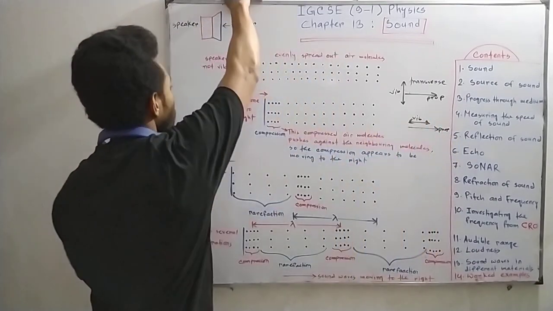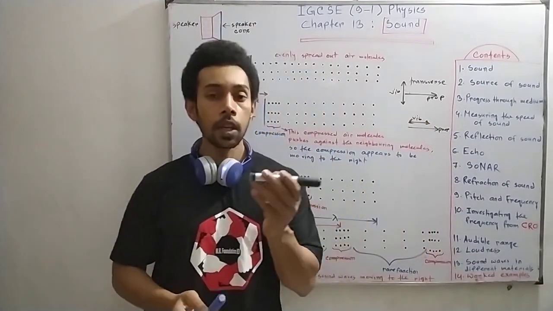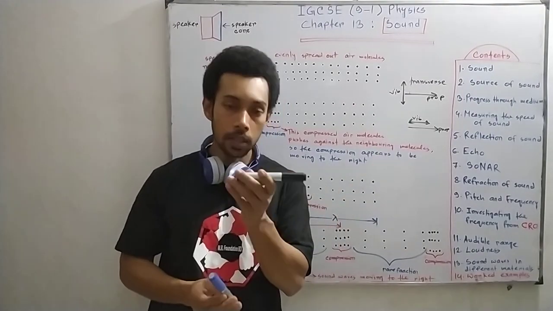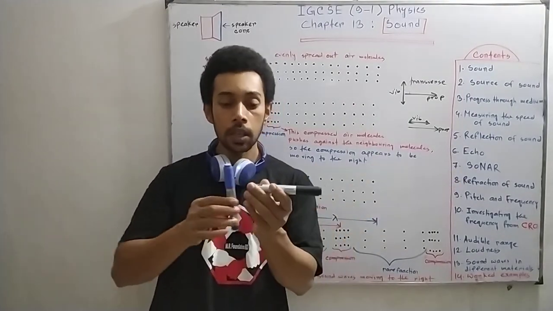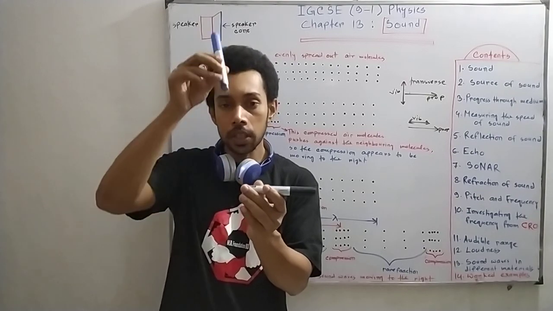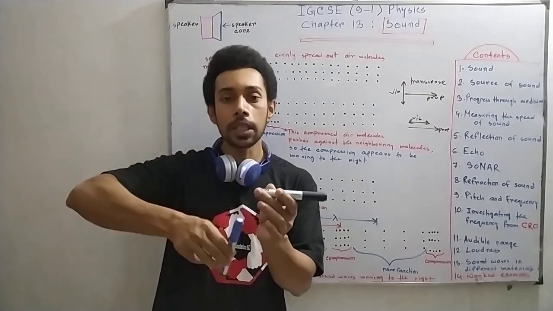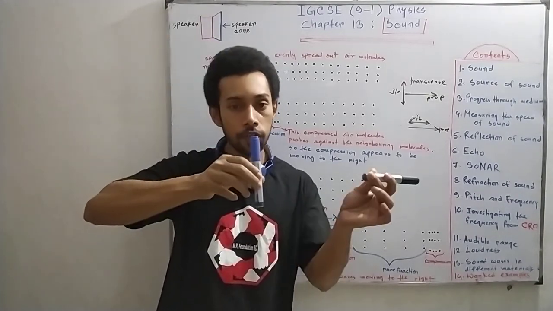For example, if this is the direction of propagation, or the direction in which energy is traveling, in the case of a transverse wave, the vibration will be like this. The vibration is occurring at right angles to the direction of propagation.